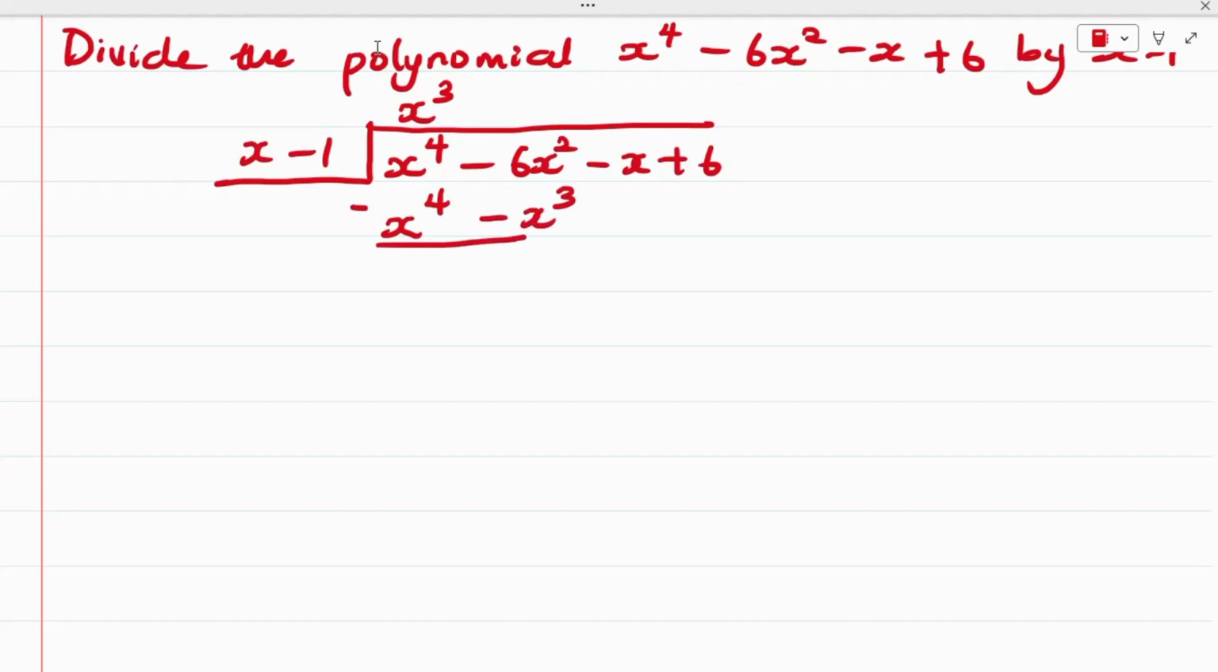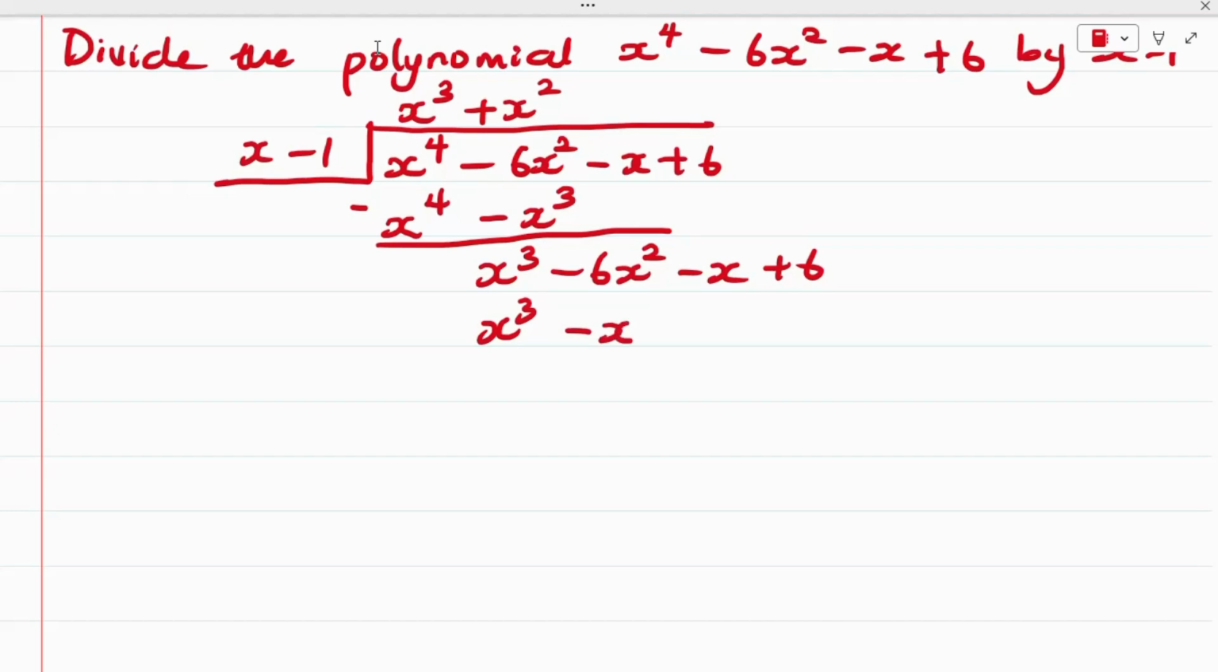So subtracting this right here, x raised to the power of 4 minus x raised to the power of 4 is 0. Now right here we have x cubed. So this is going to become 0 minus negative x cubed, which is going to give us x cubed. So we have negative 6x squared here, minus x plus 6. Alright, so x cubed divided by x is going to give us positive x squared. x squared multiplied by x is x cubed.